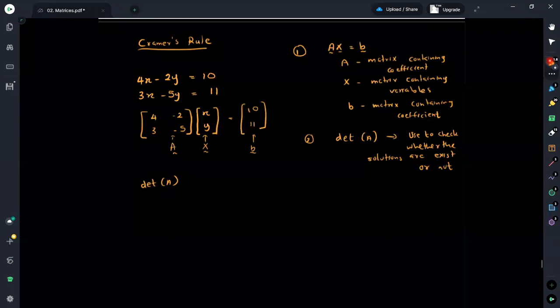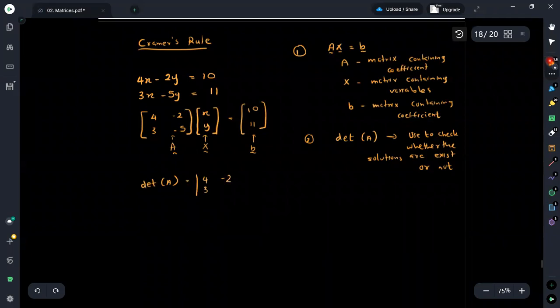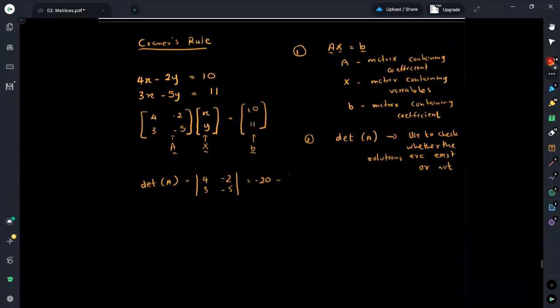Then the determinant of A can be written in this form: 4, minus 2, 3, and minus 5. Then this can be written as 4 times minus 5, which is minus 20, minus 3 times minus 2, which is minus 6 altogether. This leads to the determinant being equal to minus 40. Therefore, we can see that the determinant of A is not equal to 0.